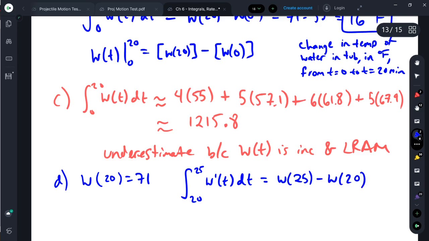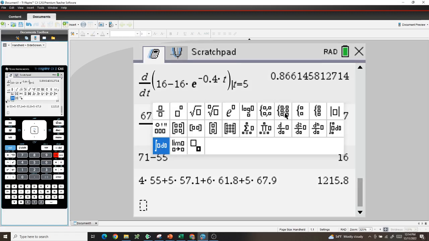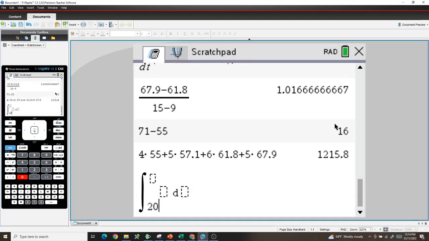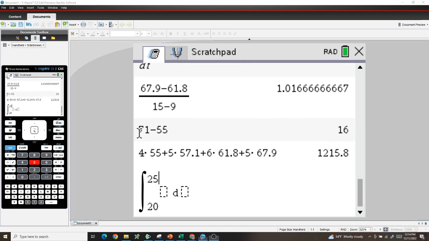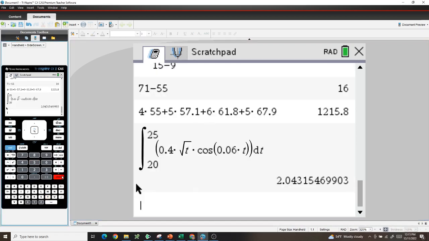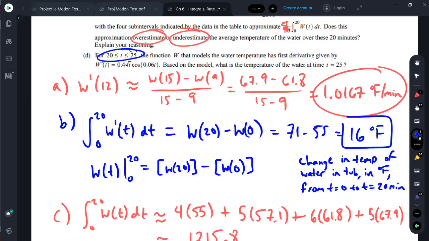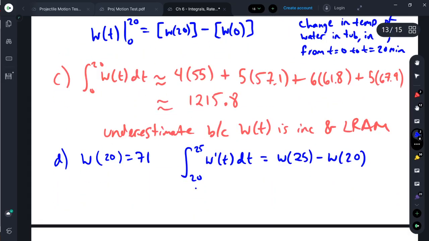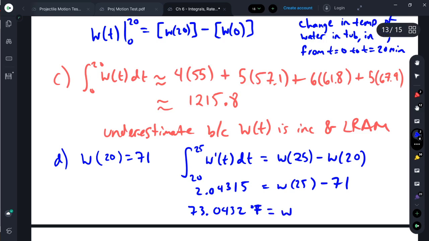Well, this integral we can use our calculator for. So we're going to hop over to our calculator and do an integral from 20 to 25. And then we'll type in our function, and just be careful that you have this times in the middle. You type it all in correctly. So we're going to hit Control Enter. That's going to give us 2.04315 for our integral equals W of 25 minus 71. Then we just add the 71 over. That's 73.043. I'll round that to 73.04, and that would be degrees Fahrenheit, equal to W of 25.